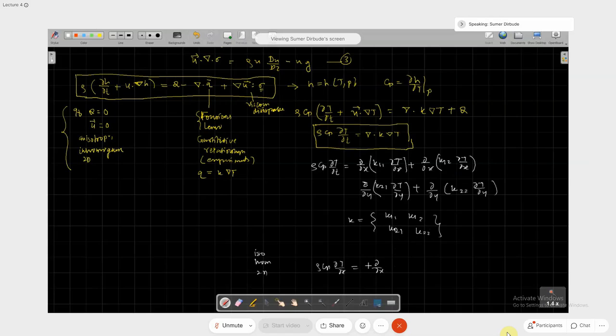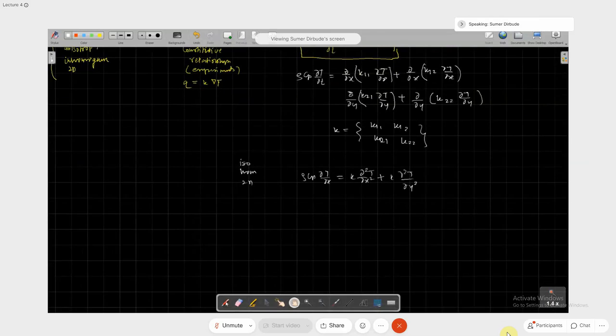So you have K del square T del x square plus K del square T del y square. Okay, K is a constant now, so K can be taken out, and you can have del square T del x square plus del square T del y square. This is the time term.